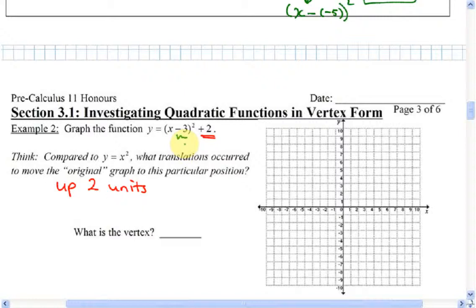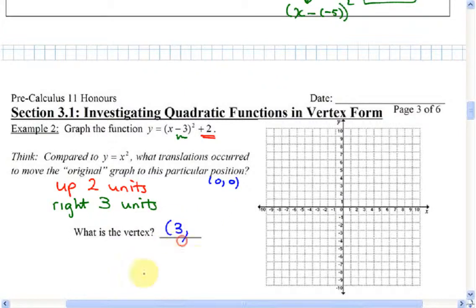How many units to the right? Right, 3 units. Now, I also asked you to tell me what the vertex is going to be. Let's just think back. For my original graph, y equals x squared, what was my vertex? Look back on the first page. 0, 0. So the original one was 0, 0. And if I told you this new one, all you do is go up 2 and right 3, what's my new vertex going to be?